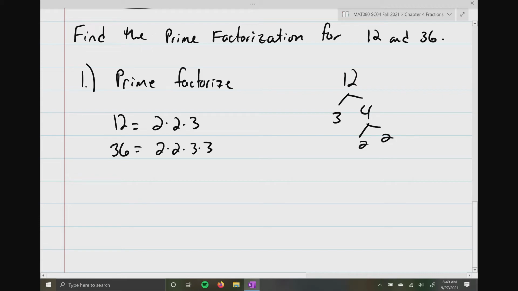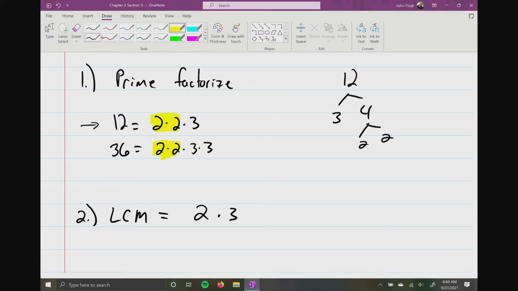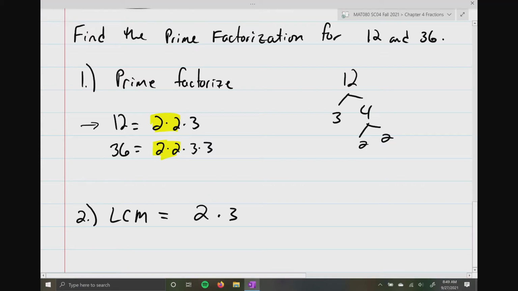Now, step 2, we're going to write LCM equals the product of unique primes. Well, I only see 2 of them. 2 times 3. Those are the different ones. Now, let's look at exponents. So in the 12, how many 2's do you see? 2 of them. In the 36, how many 2's do you see? 2 of them. So the exponent is going to be what? A 2. Very good.